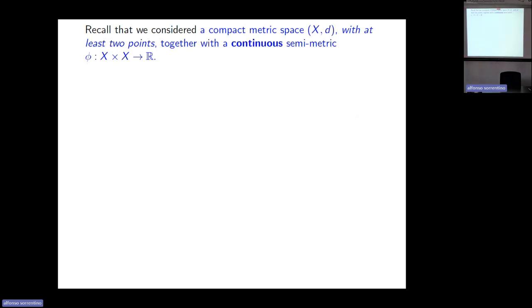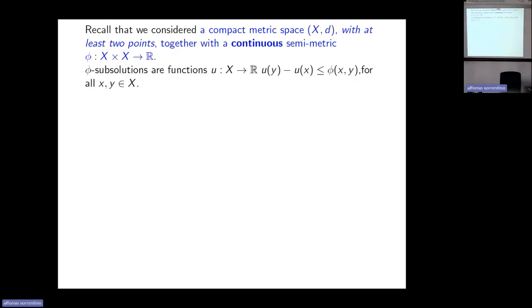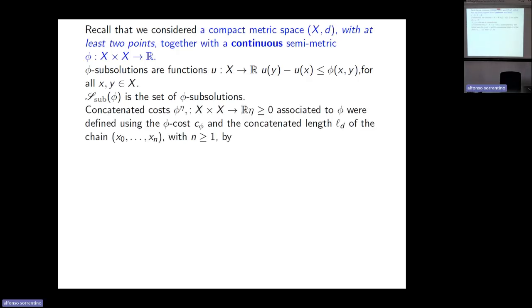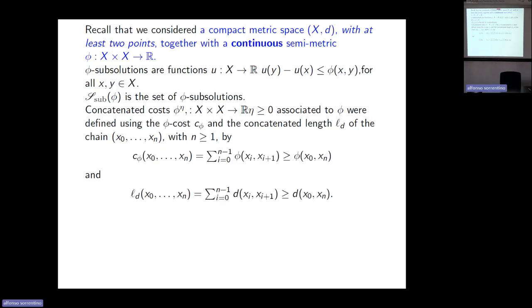Okay, so again, we started with a compact metric space X, d, and we have a continuous semi-metric phi defined on X. Phi subsolutions are the functions which are one Lipschitz for phi. And the concatenated costs, I remind you, were defined using the phi cost and the concatenated length. The phi cost of a chain is just the sum of the phi value between two consecutive points. And the length is the same thing, the sum of the distance between two consecutive points.